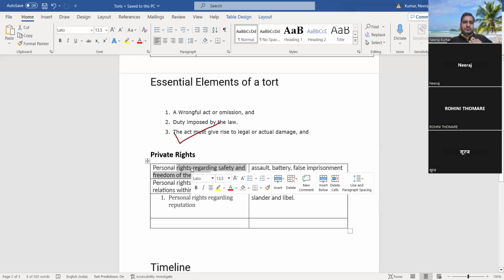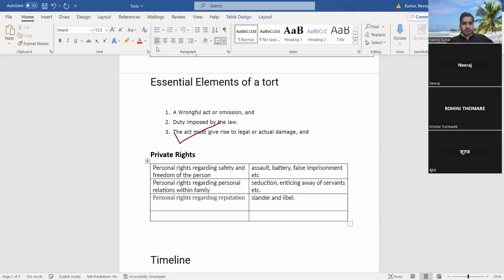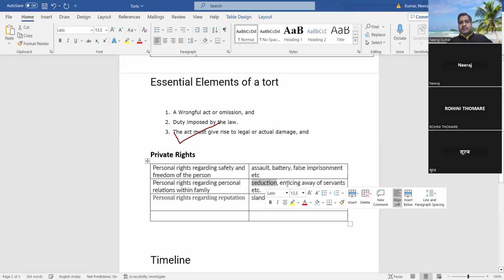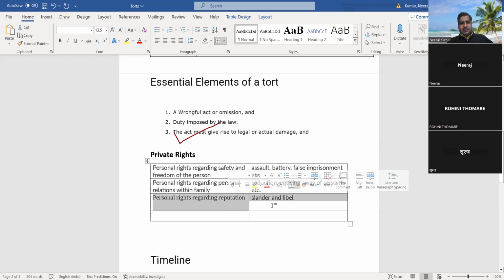That is safety and freedom. Now, the second category is personal relationships. Seduction, enticing. We were discussing enticing a lot, where someone convinces a minor to do something wrong, as in the IPC, right? Seduction, enticing away of servants, etc. And the third category is personal rights regarding reputation. This is defamation, and we will discuss it a lot, as the entire chapter is based on defamation. I put all these here so we keep in mind that we are going to use these terms again and again.